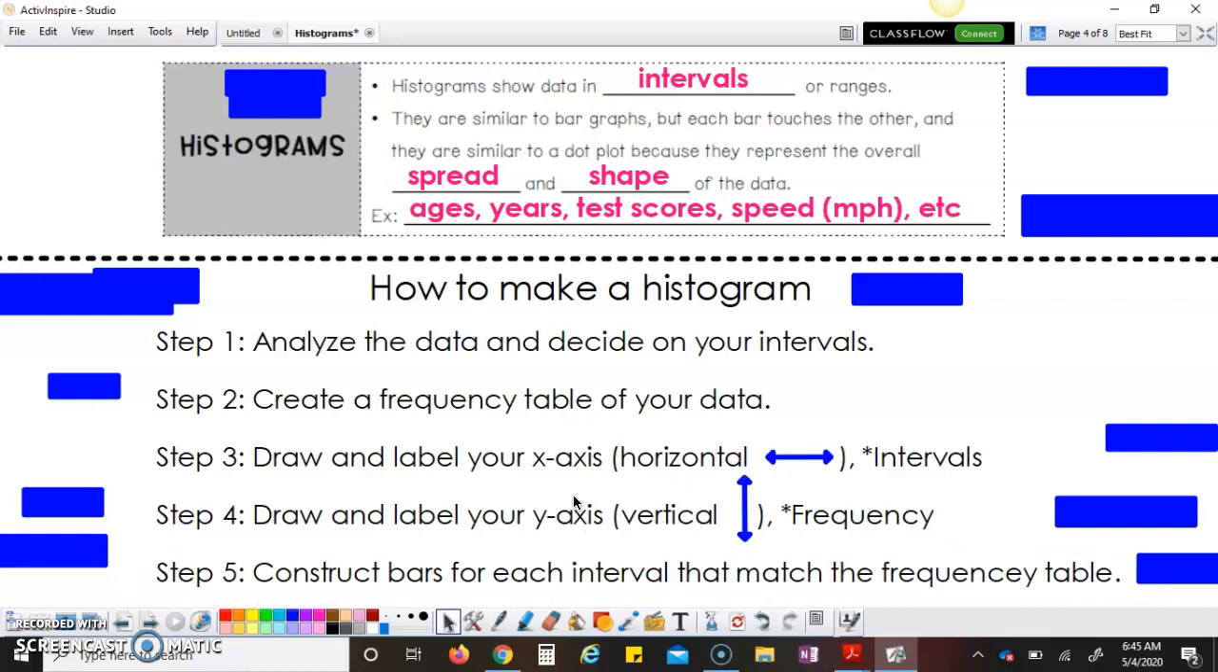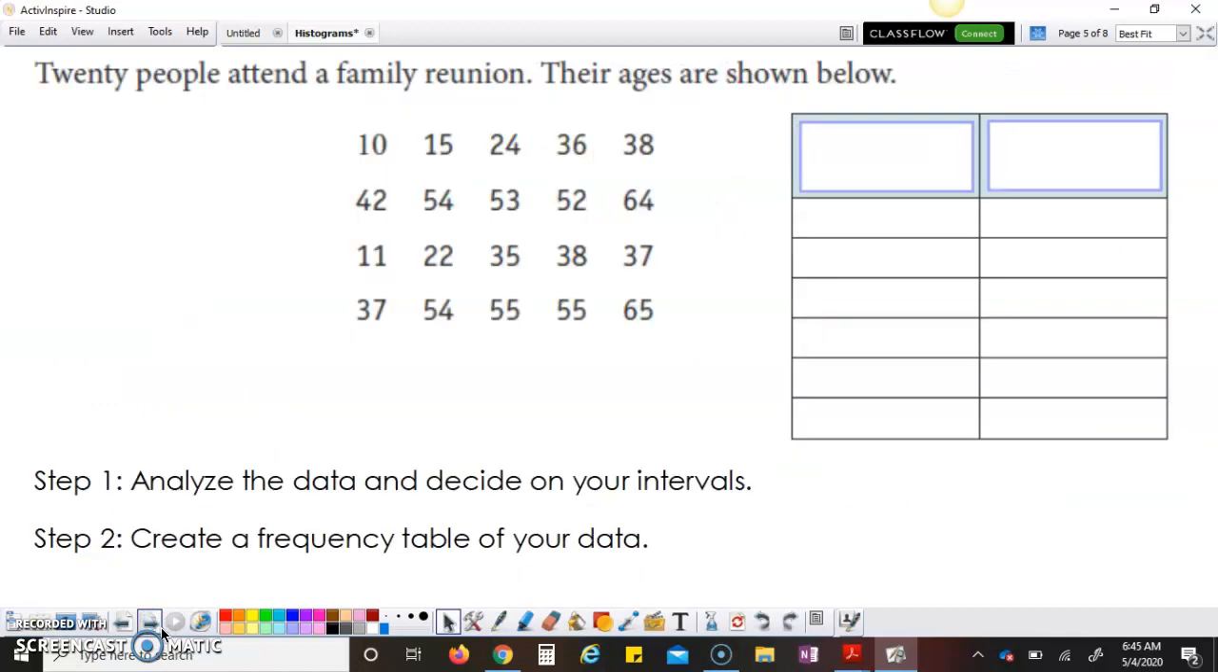And I don't have it on here for your steps, but please make sure you are also labeling the title of your graph. Okay, so here we go. We are going to create a histogram with this following information, okay? So we've got 20 people that attend a family reunion. Their ages are shown below, okay? So I'm looking at the information, and I've got a 10-year-old here, looks like my lowest number, and then I've got a 65-year-old, which seems to be our highest number there, okay?